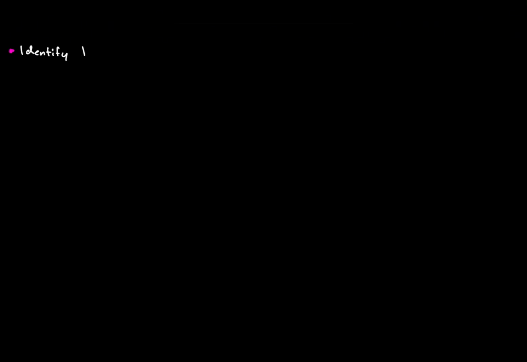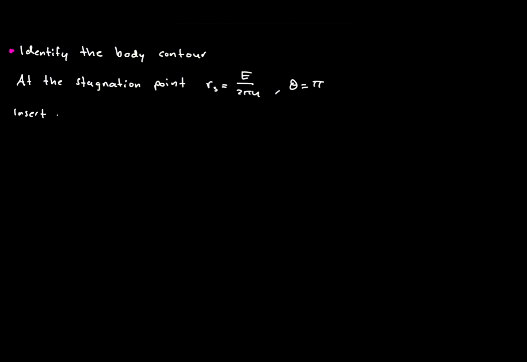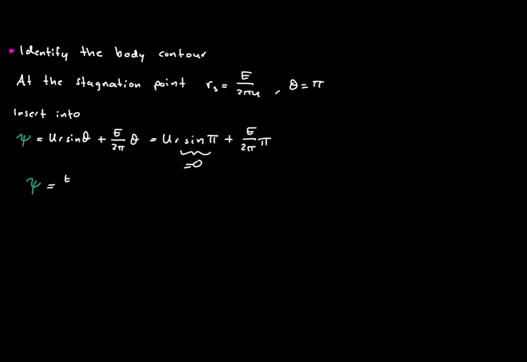Now, we determine the streamline that passes through this stagnation point. This streamline is special because it forms the contour of the Rankine half body. At the stagnation point, theta equals pi and r equals E over 2 pi U. Insert this into the stream function. Psi equals U r sine theta plus E over 2 pi times theta. Since sine pi equals 0, the first term vanishes. So we get psi_s equals E over 2 pi times pi, which simplifies to E over 2. So the body contour is given by the streamline psi equals E over 2.